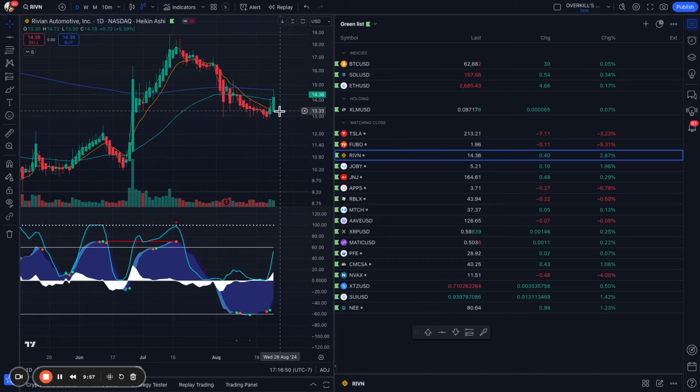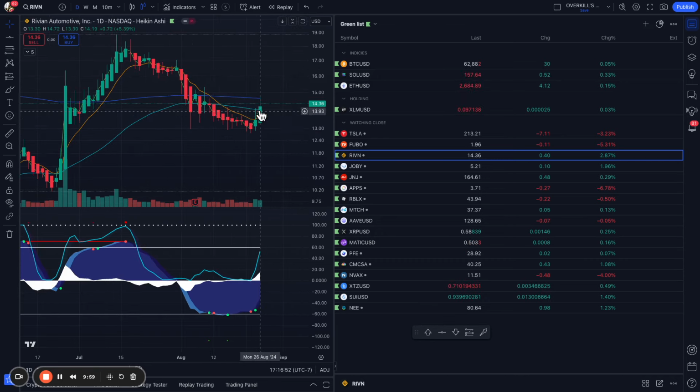Okay, we want to buy assets that break out above the 9 EMA. This is Rivian. The 9 EMA on the trading indicator is going to be this orange line here. Okay, and then this light blue line is going to be the 50, and then this is going to be the 200.